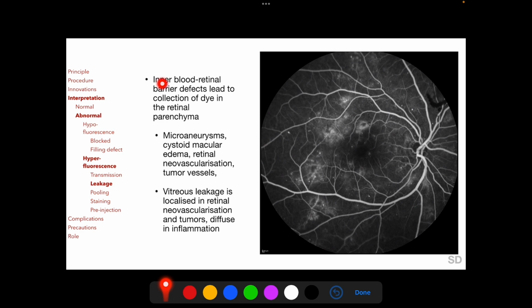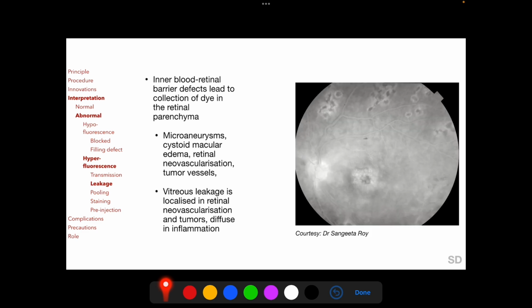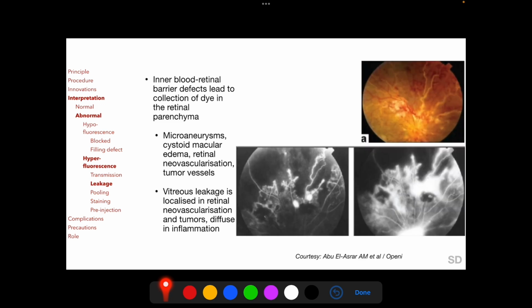So defects in the inner blood retinal barrier lead to collection of the dye in retinal parenchyma as seen with microaneurysms, cystoid macular edema as seen here in this late phase angiogram, retinal neovascularization and tumor vessels. This photograph is that of a patient with vasculitis with severe peripheral retinal non-perfusion as shown by the vascular filling defect in the angiogram, and the new vessels in the margin of the ischemic area start to leak profusely in the early phase and continue to do so throughout the late phases.